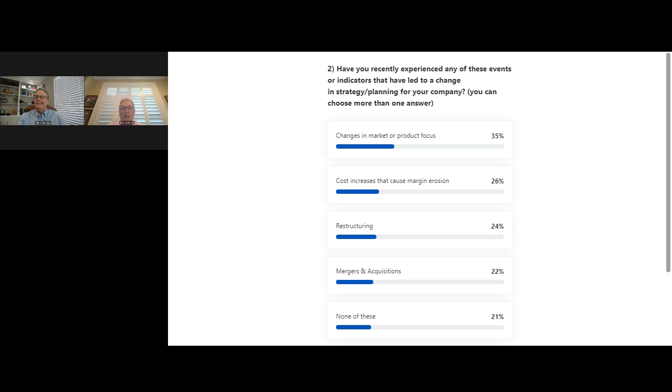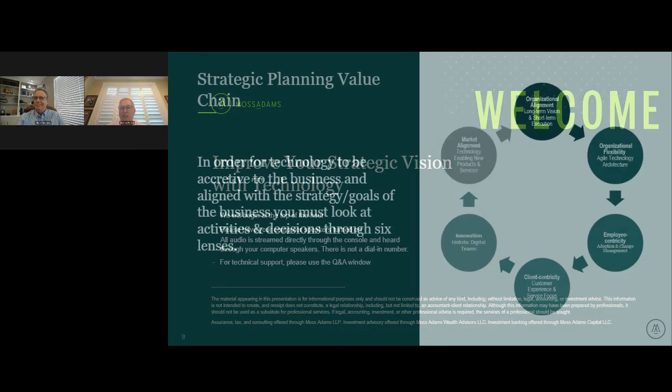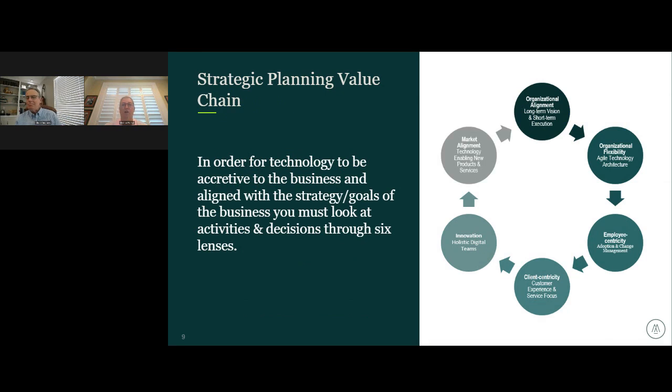All right, let's shift gears a little bit and talk about something called the strategic planning value chain. So basically this is a way to see what lenses I need to look at, and how I need to look at my business as it is reflected in the strategic technology plan. And then how does that align back to the greater business?